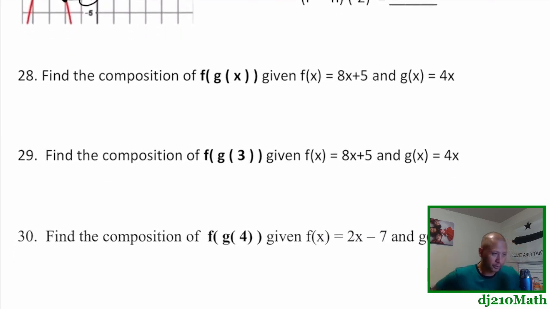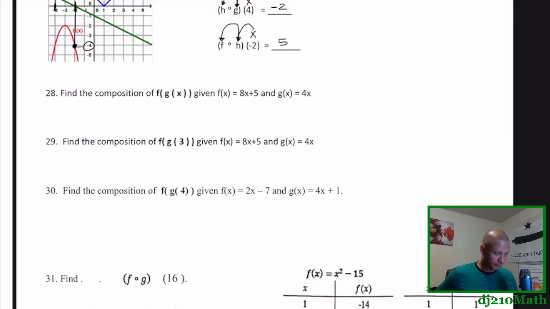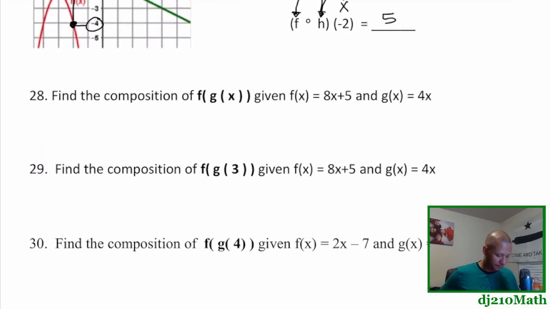28. So 28, 29, 30. Oh my goodness, these are all the same. Oh, we still have 31, 32. Okay, we're almost there. 28. Find the composition of f of g of x, given f of x and g of x. Okay. So we can color code these again. F is in red. G is in blue. If you want to pick different colors, you can.